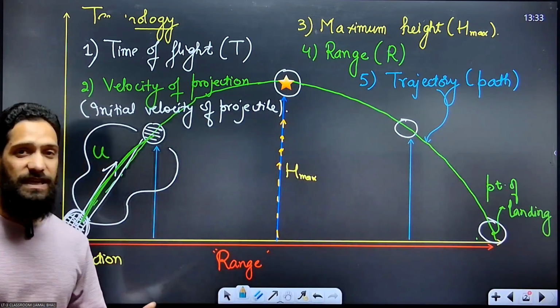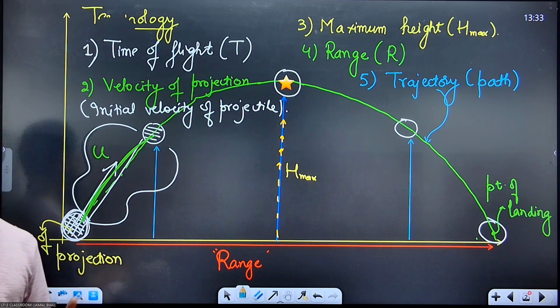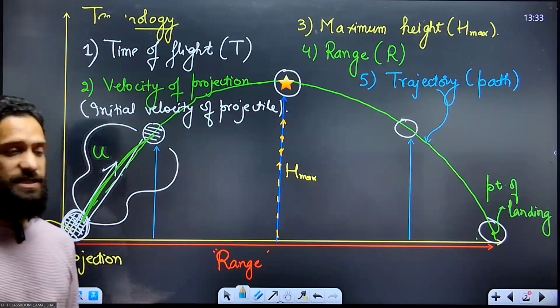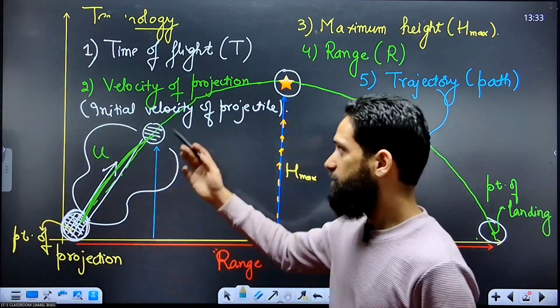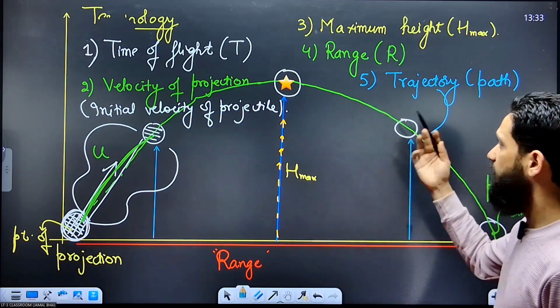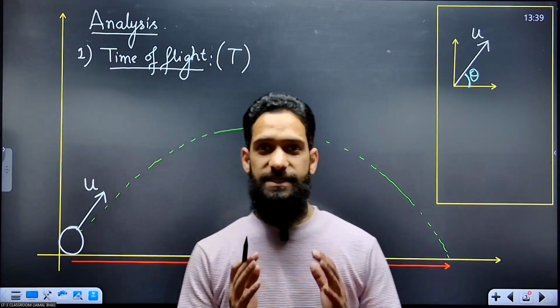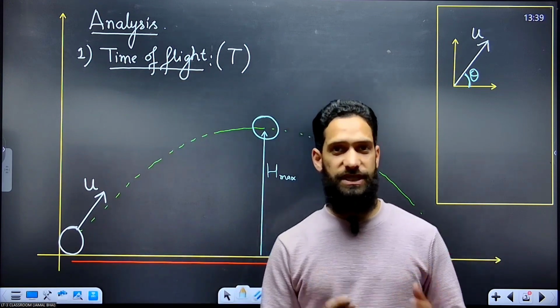So these are the things one should be familiar with before studying projectile motion. Number one is the time of flight. Second, the initial velocity of the projectile. Third is the maximum height, the range and the trajectory. Okay, now let's analyze the projectile motion in detail.